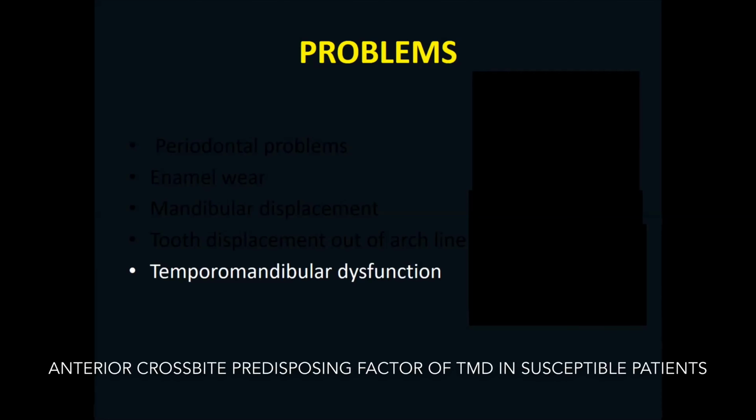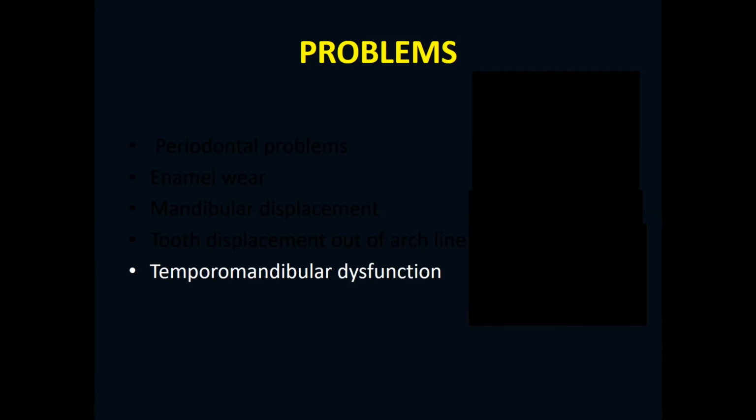I'm repeating my two words, please note my two words: in this anterior crossbite and displacement of the mandible, this anterior crossbite could be a predisposing factor. I said predisposing factor in some susceptible patients, not in all the patients. So these are the problems which you can see with crossbite.